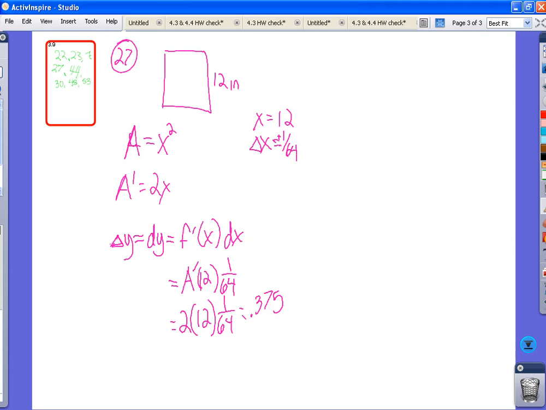Well, we want to do the other one. What's the other one? Right. Times negative 1/64th. So it's 24 times negative 1/64th. Negative 0.375.